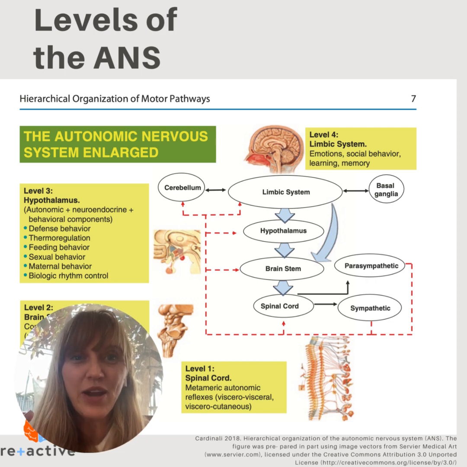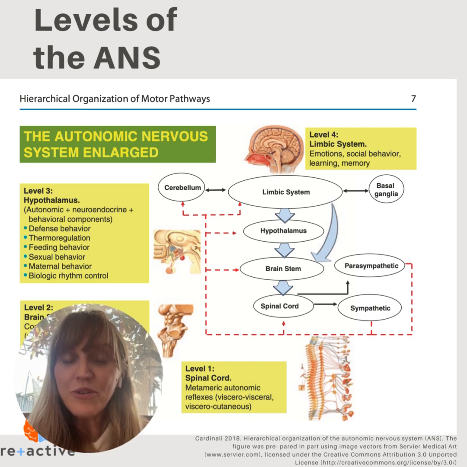Then we can go up even higher to the limbic system. This influences and has direct connection to the autonomic nervous system through our emotions, social behavior, learning, and memory. You can see that the cerebellum and basal ganglia are part of these connections and feedback loops as well. And at the lowest level, the spinal cord and the peripheral nervous system, is where we have that direct branch into parasympathetic and sympathetic.